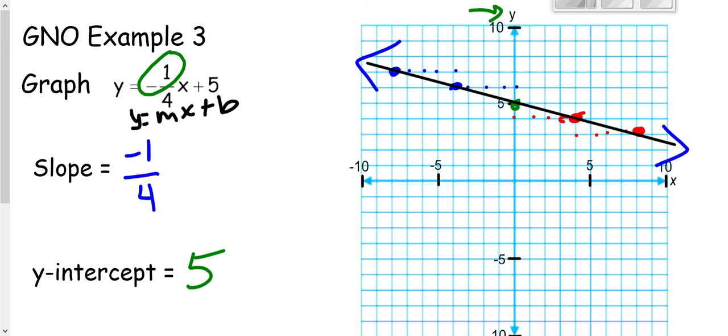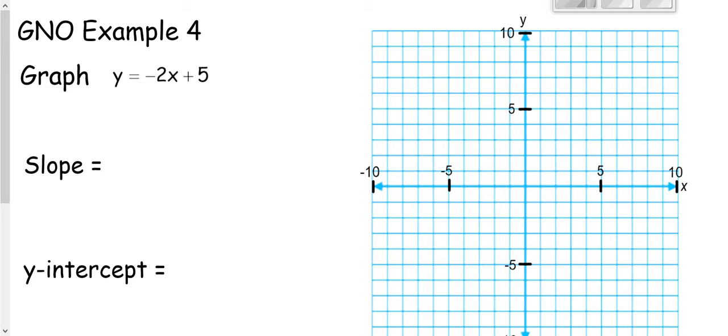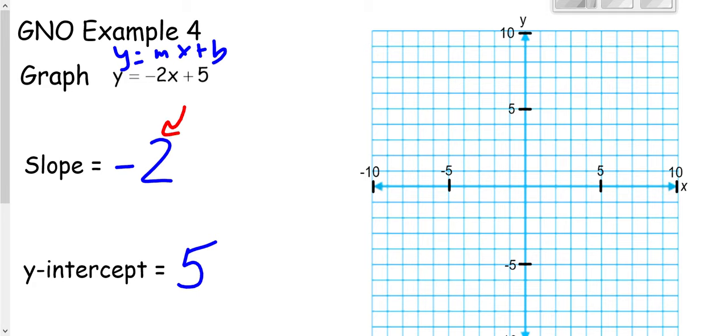So there's my linear function. Let's try another one. This time, I'm going to write my y equals mx plus b. And what is my slope? It's a -2. What's my y-intercept? 5. How do I turn this -2 into a fraction? We put it over 1. So, where am I going to start? We're going to start up 5. 1, 2, 3, 4, 5.